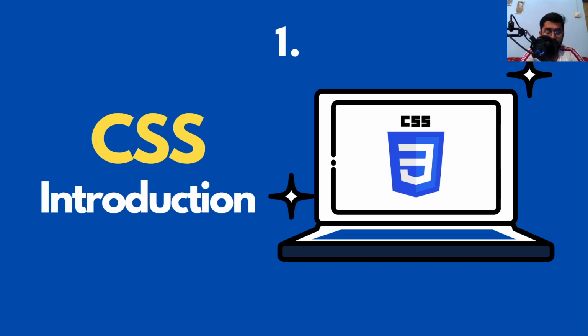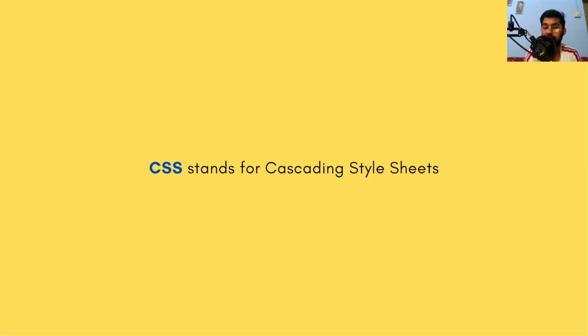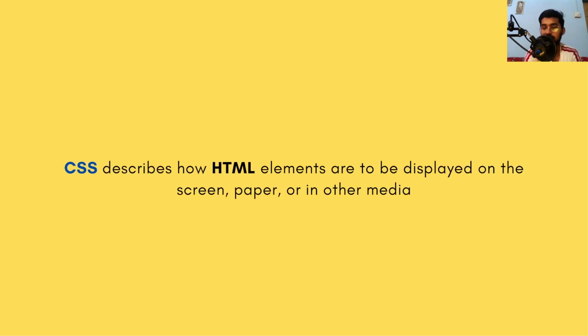This is Fahad Ali, and this video is about the beginning of the new course, which is about CSS. What is CSS? CSS stands for Cascading Style Sheets. It is used within HTML. CSS describes how HTML elements are to be displayed on the screen, paper, or any other media. So CSS is related to the design aspect of the HTML document. That is a major function of CSS.